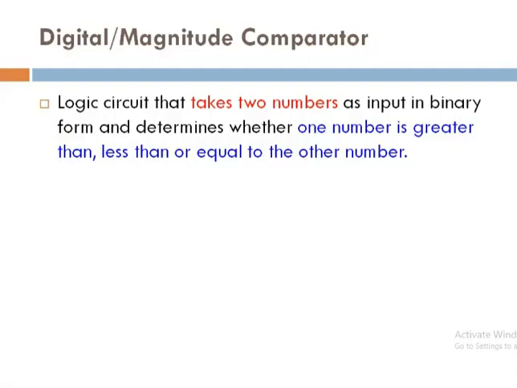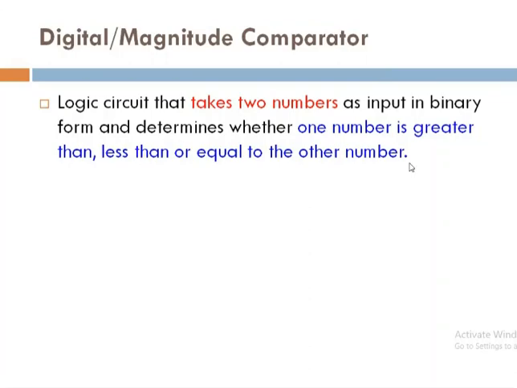Doing by magnitude comparator. It is also called a digital comparator. It is a logic circuit that takes two numbers as input in binary form and determines whether one number is greater than, less than, or equal to the other number. It means that when we are comparing two binary numbers, if it is a decimal number, then first you need to convert it into a binary number and then compare the binary form of these two numbers.